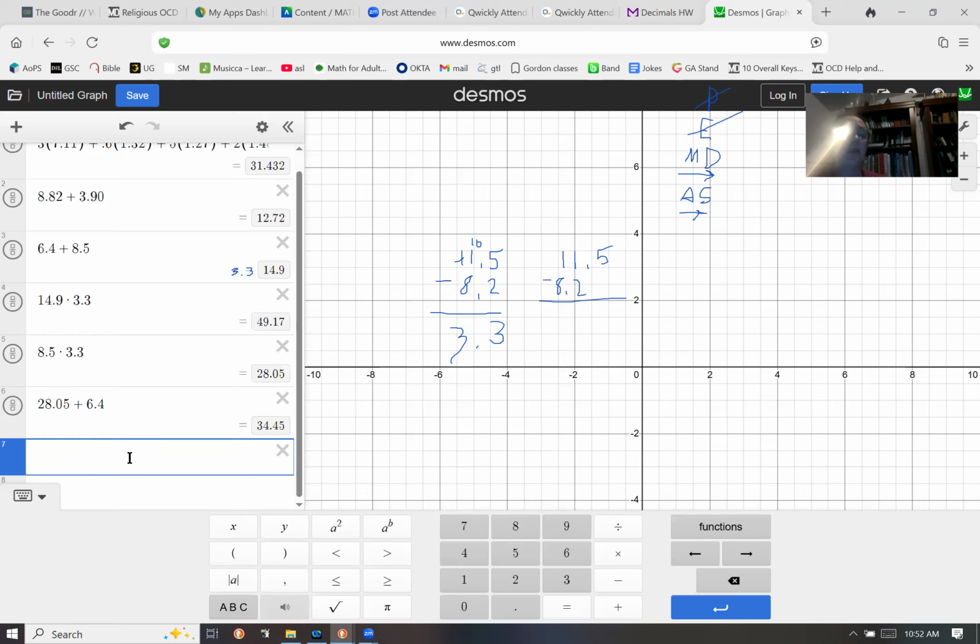So if we do the 6.4 plus 8.5 times 3.3, there you get the 34.45. That's why I encourage you to use Desmos on your homework and your test instead of just your 4-function calculator, because there's some little junky 4-function calculators like this one that I have here. I think I probably got it for like $1 at a thrift store or something.